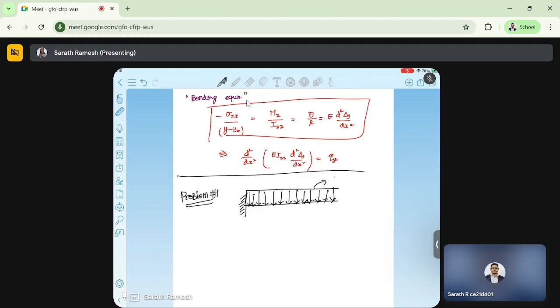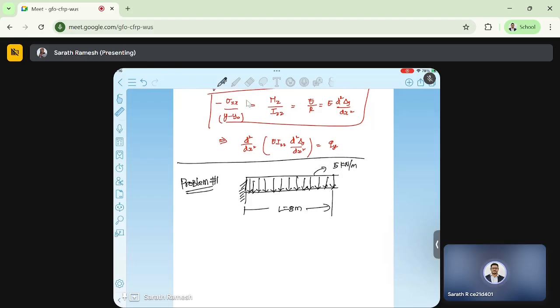Say it is 5 kilonewton per meter. Now the details have been given. The length of the beam is L equal to 8 meters, and the cross section dimensions are also given.